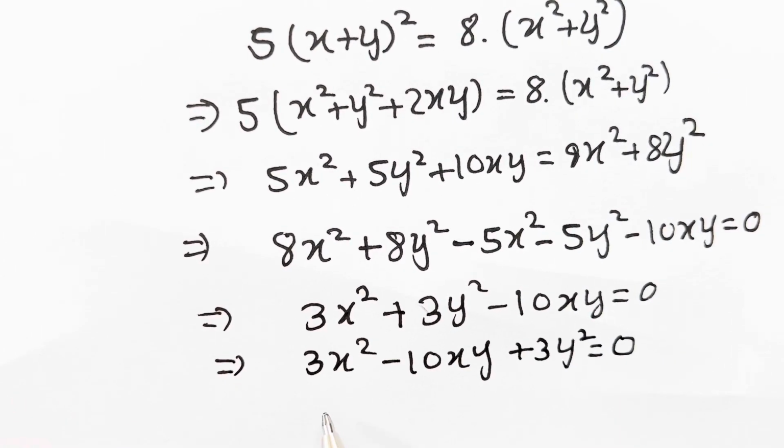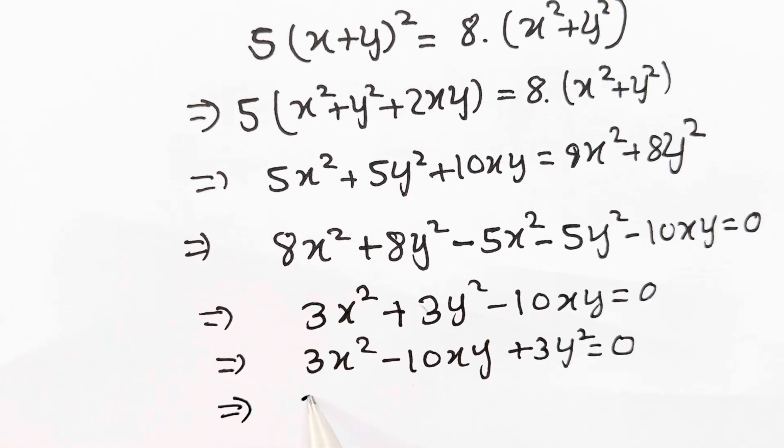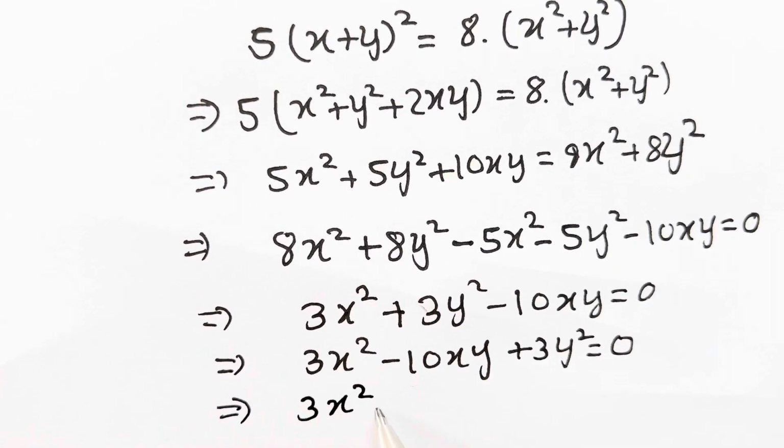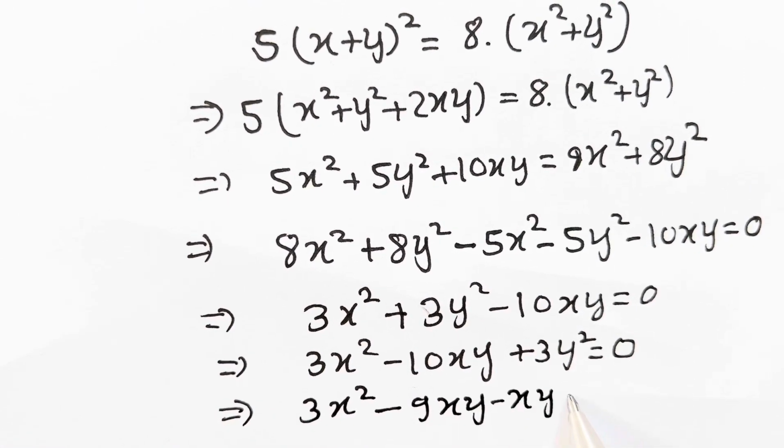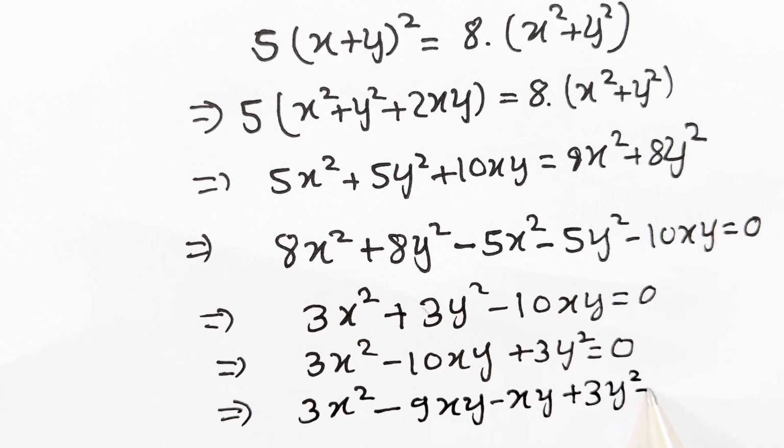Now to find the factors of this quadratic equation, we will split minus 10 into 2 parts such that multiplication should be equal to 3 into 3, 9, and addition should be equal to minus 10. And for that I will write this equation as 3x square minus 9xy minus xy plus 3y square is equal to 0.